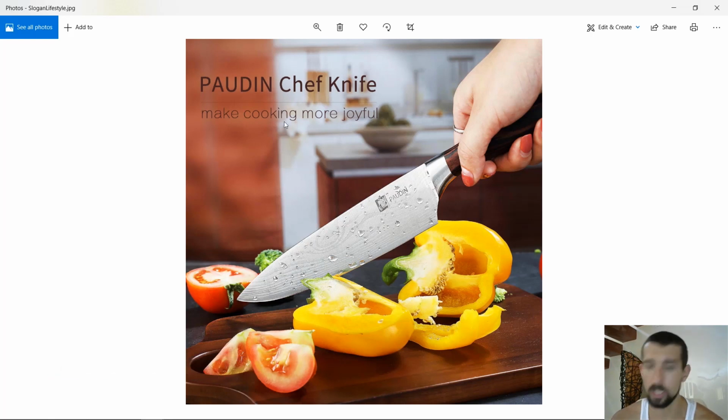Pauline Chernaya, make cooking more joyful. It's really nice to have some slogans in your pictures as well. A hand of a woman here, so it's also speaking to women. You know what I mean? Every picture can be really deep, and the deeper you go and the better you know your customer, it just gets even better.